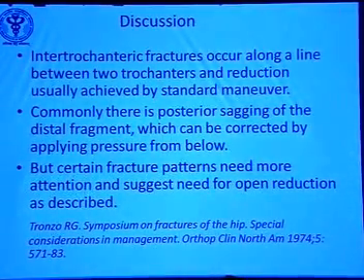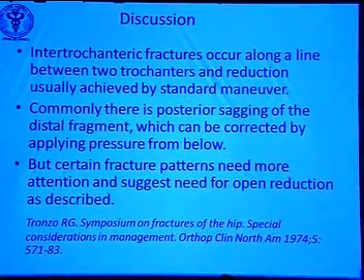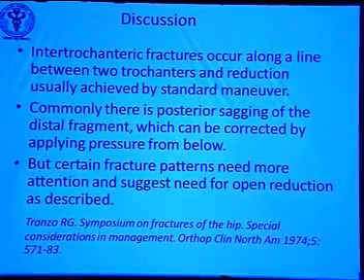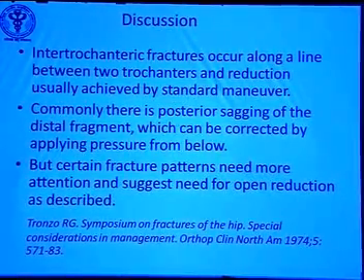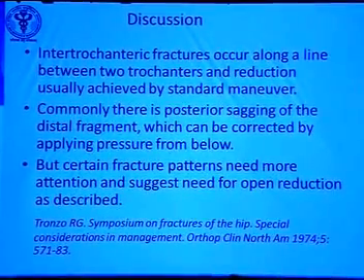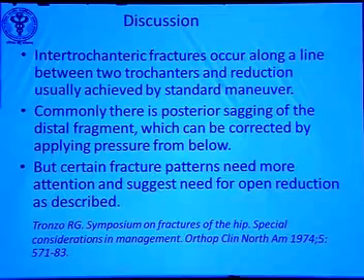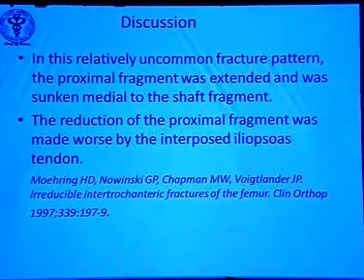Coming on to discussion, intertrochanteric fractures usually occur along a line between two trochanters, and the reduction is usually achieved by the standard maneuver of traction, abduction, internal rotation. Commonly, there is a posterior sagging of the distal fragment, which can be corrected by applying pressure from below. But certain fracture patterns need more attention and suggest need for open reduction as described. In this relatively uncommon fracture pattern, the proximal fragment was extended and was sunken medial to the shaft fragment.